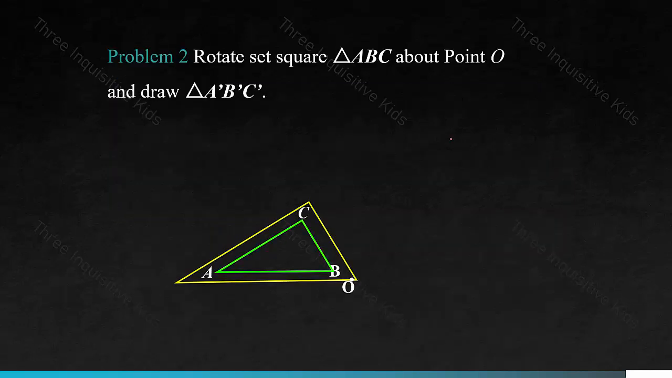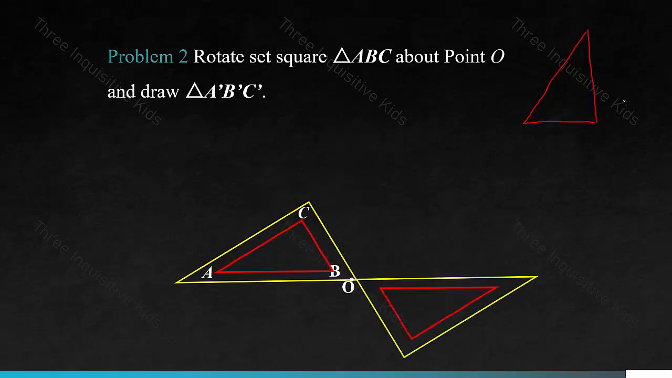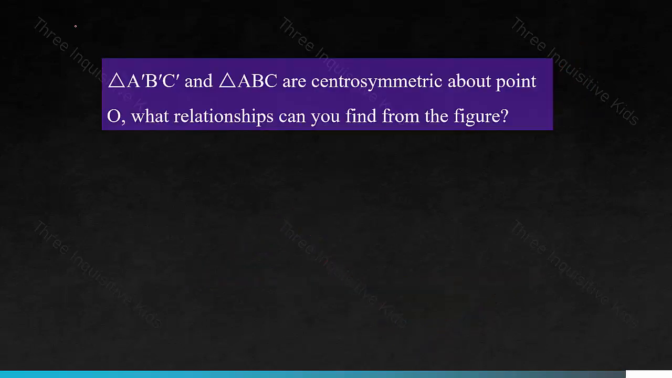Rotate set square triangle ABC about point O and draw a triangle A prime, B prime, C prime. If you don't know what a set square is, it's one of those rulers that's shaped like this that you may find in your toolbox. So after rotation, we are left with triangle A prime, B prime, C prime. Triangle A prime, B prime, C prime and triangle ABC are central symmetric about point O.